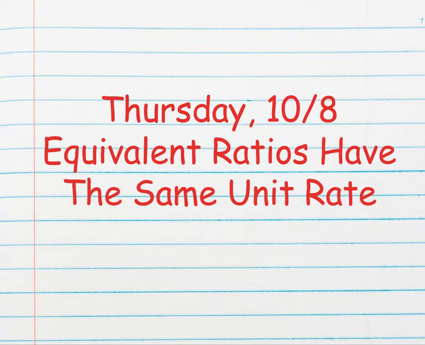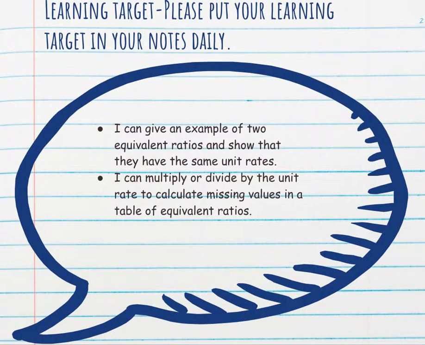Today is Thursday, October 8th, and we're going to analyze why equivalent ratios have the same unit rate. Our learning target for today is: I can give an example of two equivalent ratios and show that they have the same unit rates, and I can multiply or divide by the unit rate to calculate missing values in a table of equivalent ratios. Take a minute, pause the video, and write these down.